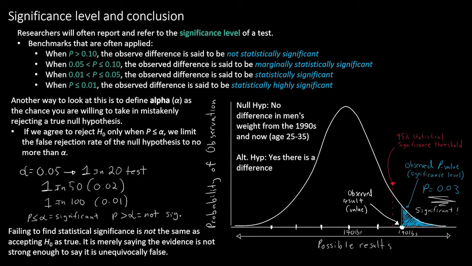What this ultimately means is that we're confident enough with this sample to reject the null hypothesis that there is no difference in the weight of men ages 25 to 35 from the 1990s and now. And we get to accept the alternative hypothesis that there is a difference. So with a p-value of 0.03, we're saying that we're 97% confident that we're accepting the correct alternative hypothesis. And if we were to be wrong, it would be by the off chance of 3% that this was due to randomness.